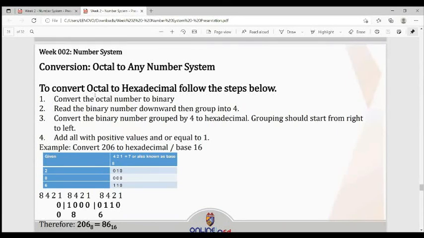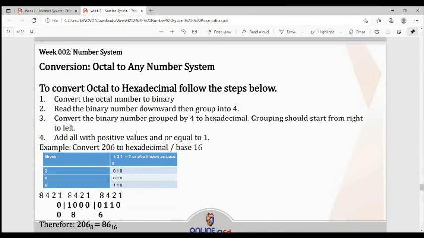Okay, how about converting octal to hexadecimal? So to convert the octal number to binary, then read the binary number downward, then group into 4. So walang direct na conversion ng octal to hexadecimal. So ang kailangan mo is dumaan ka sa binary para ma-convert mo si octal into hexadecimal.